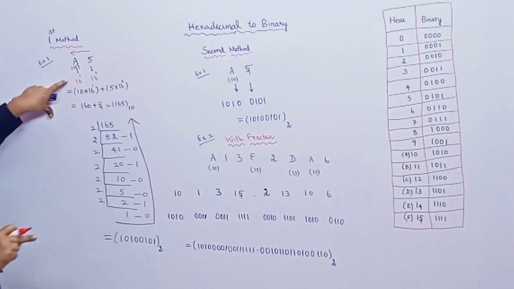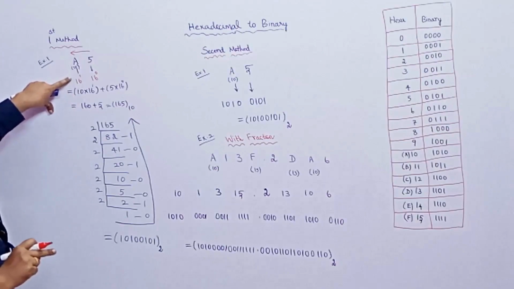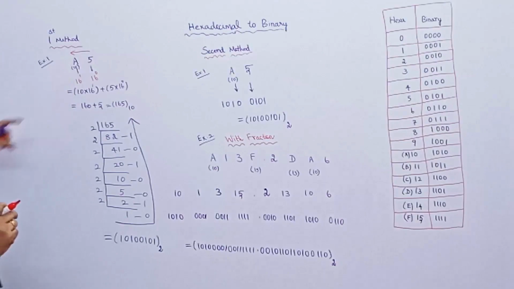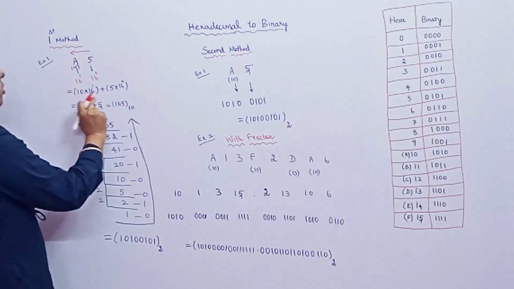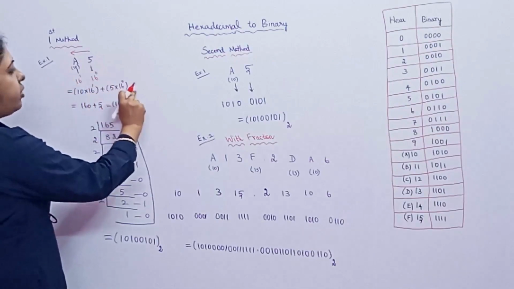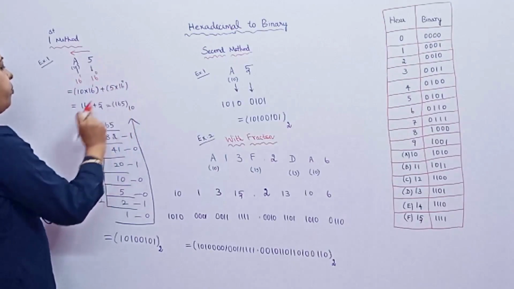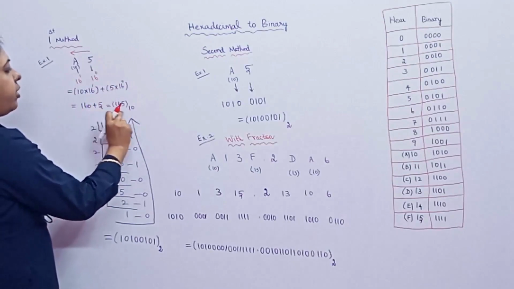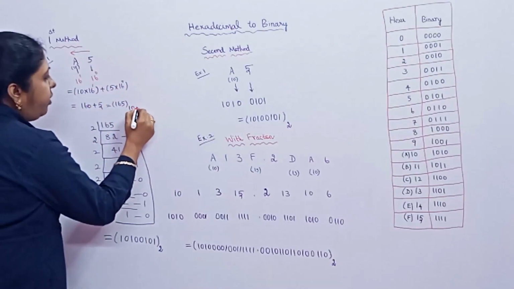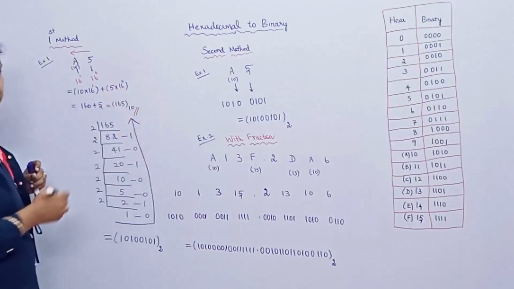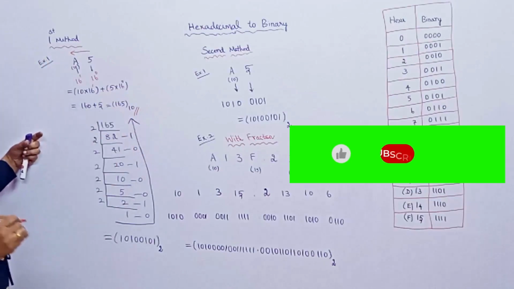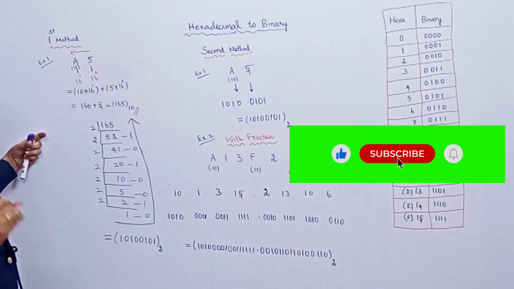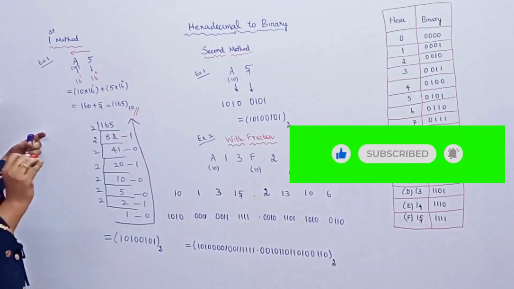Now after the weightage is added, we have to multiply it with the particular digit, and the sum of the products has to be found. So 10 into 16 power 1 plus 5 into 16 power 0, which gives 160 plus 5, which gives 165 to the base of 10. Now we have arrived at the decimal value. We want to convert it into the binary value.